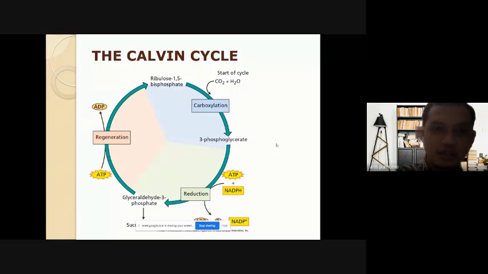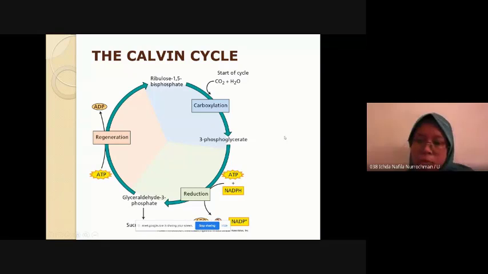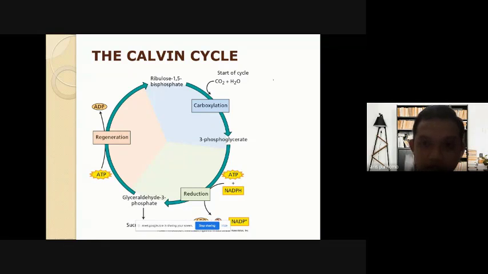Do you see the diagram? Yes, sir. Okay, this is what we call the Calvin cycle. Where does this process happen, in the thylakoid or in the stroma? In the stroma. Okay, it happens in the stroma, and it doesn't require any chlorophyll.